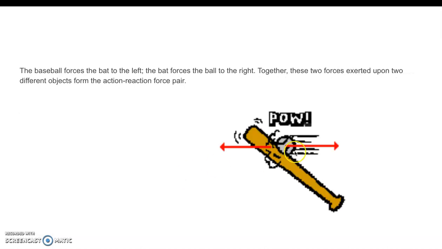So here we got a baseball and a bat, right? So the bat hits the ball. The bat is applying a force to the ball, and then the ball is applying a force to the bat. They are equal in force, and they go in opposite directions. The ball goes back this way from its force, and the bat goes back that way.